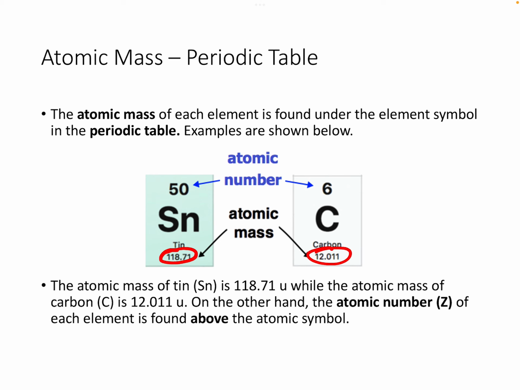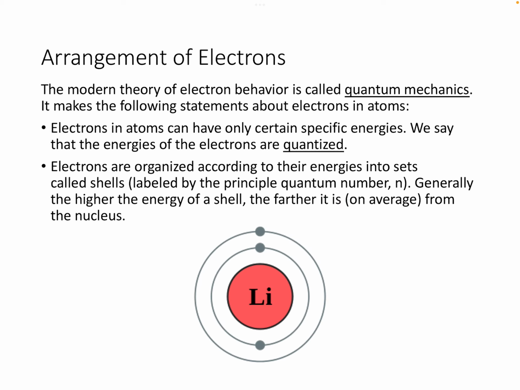But again, today we're going to talk about electrons. Now, the modern theory of electron behavior is called quantum mechanics. And that sounds really scary. We're not going to get into quantum mechanics, don't worry. But it does make the following statements about electrons in atoms.